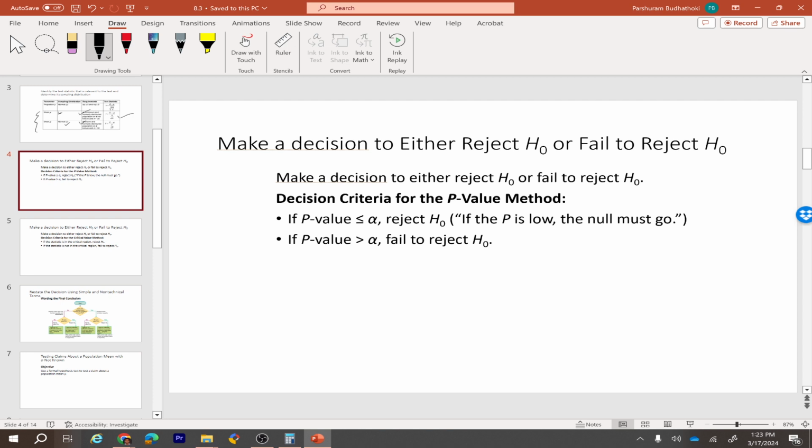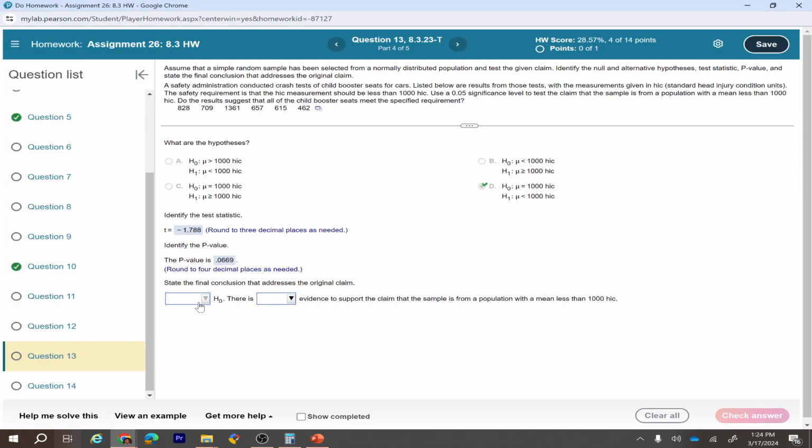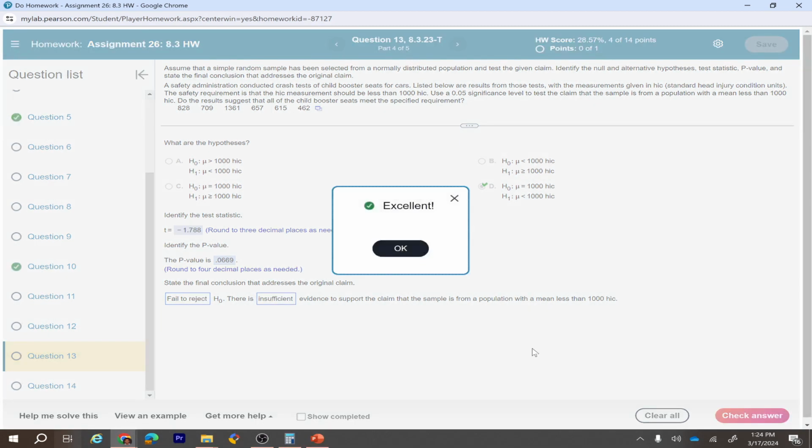Fail to reject. And if you go here to make the final conclusion, you go to the left side because the claim is less than, and fail to reject. So this is your final conclusion: there is not sufficient evidence to support the claim. So the answer is fail to reject. That means there is insufficient evidence to support the claim that the sample is from a population with mean less than that.